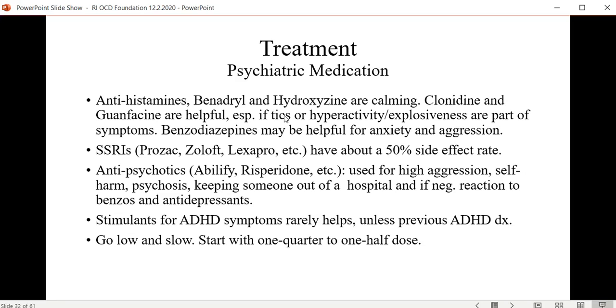Clonidine and guanfacine are especially helpful if they have tics, because that's a treatment for tics. Hyperactive explosive disorders are also brought down a bit in movement and hyperactivity by guanfacine and clonidine, because they are blood pressure medications, and what they do is relax your blood vessels by lowering your adrenaline. Benzodiazepines are sometimes used, like Ativan or lorazepam, Klonopin, if they're really aggressive. But like many children who have issues with that drug, you have to be very careful. If you've had a negative reaction to Benadryl, you have to be especially careful because it can often translate to a negative reaction to something like Ativan.